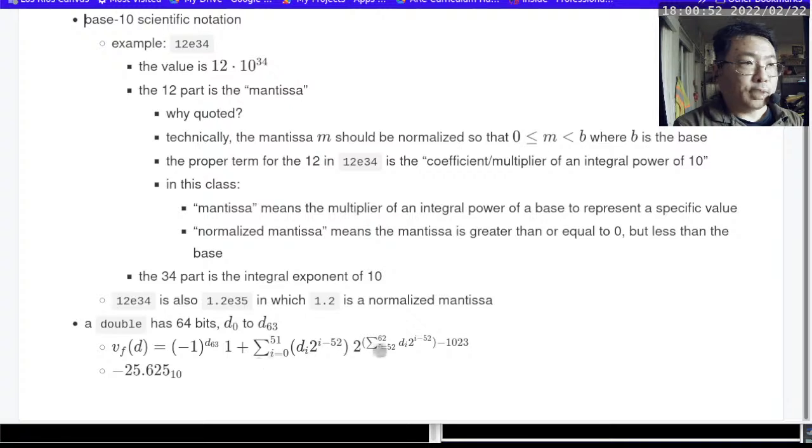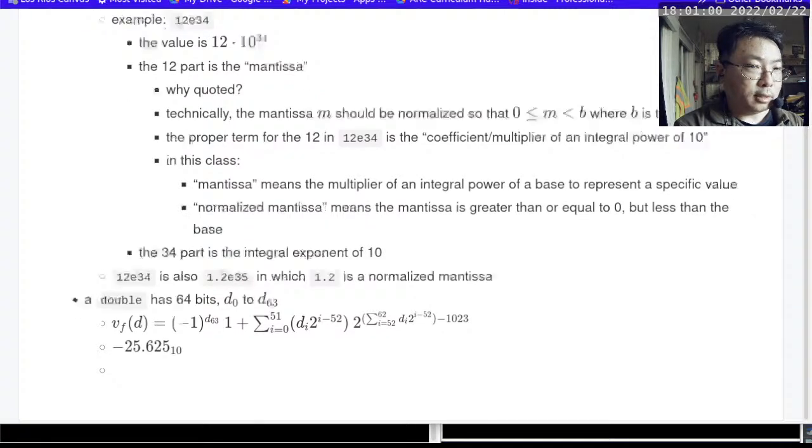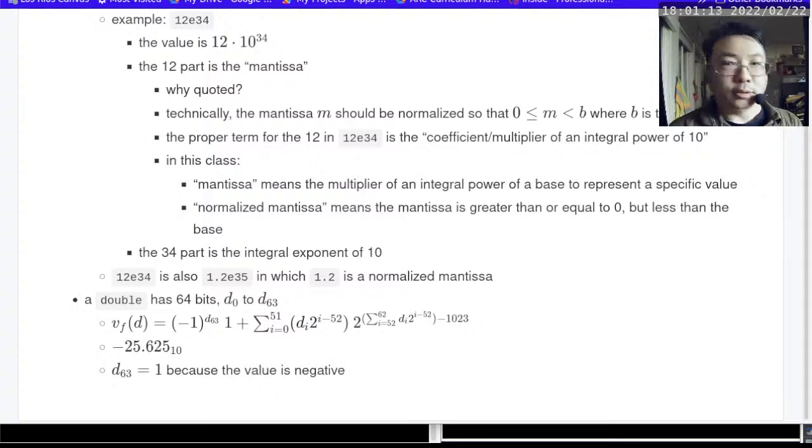Yep. All right. So let's get started with this, right? The first thing we need to do here is base conversion, and also recognize what sign we are dealing with here. So the sign is easy, right? Right here we can just say d underscore 63 equals 1 because the value is negative. Are we good so far? That's really simple, right? Because the value is negative.